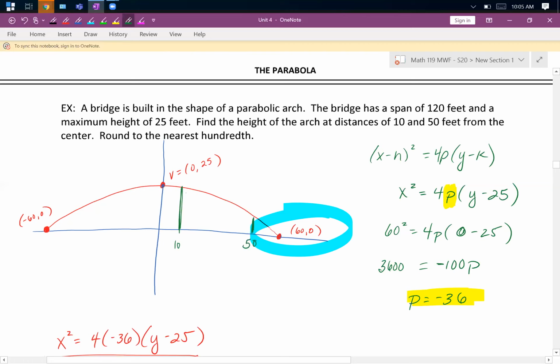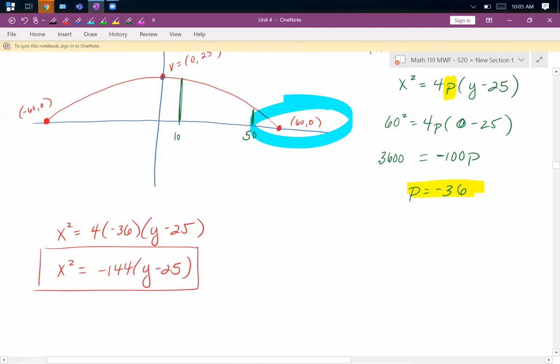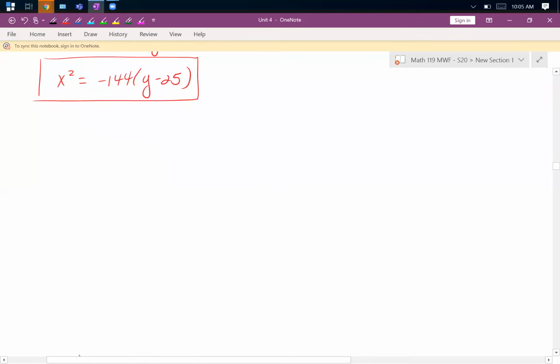So I know there's no proof by picture, but looking at my diagram, I anticipate that my answer when plugging in 10 is going to be relatively close to 25, whereas my answer when I plug in 50 is going to be way less, much closer to 0. Okay, so let's plug in just two little problems.